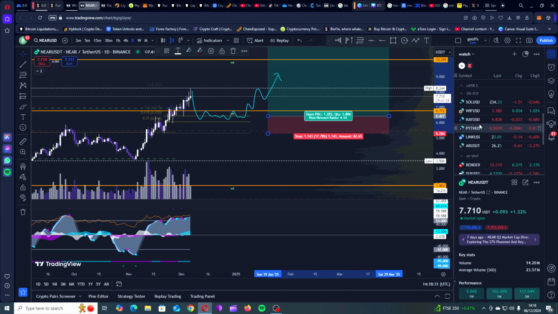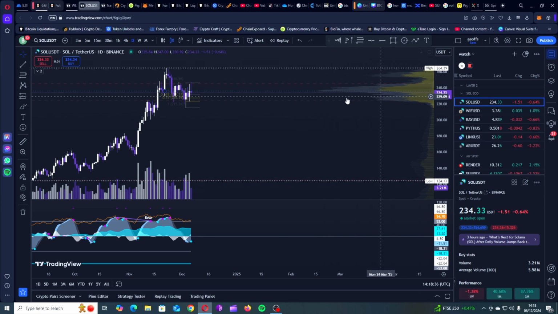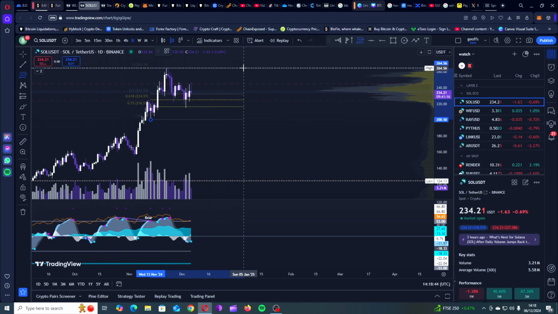We're going to go through Render and Sol. Do Sol now, right quickly while we're at it. We might as well. Let's just delete that one second. Sol. From this area here. Pull that up into there. We're in that golden pocket at the minute on the daily. I expect a reaction in Sol here at this area.